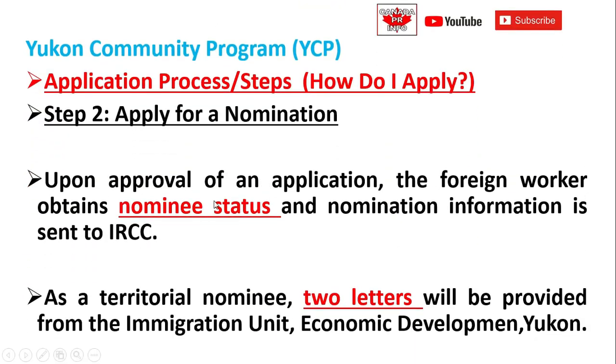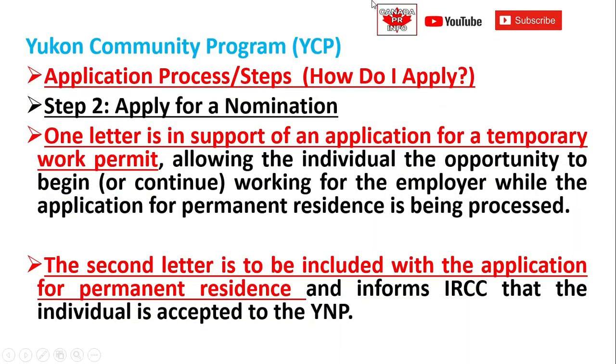Upon approval of an application, the foreign worker obtains nominee status and the nomination information is sent to the IRCC. As a territorial nominee, two letters will be provided from the Immigration Unit, Economic Development Yukon. One letter is in support of an application for a temporary work permit, which allows you to start working with an employer immediately once your work permit application is approved.